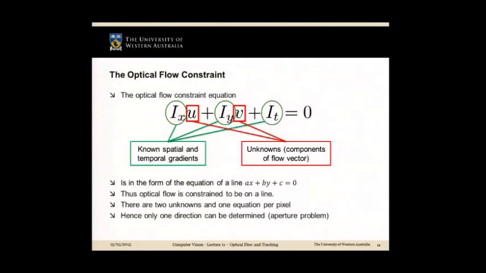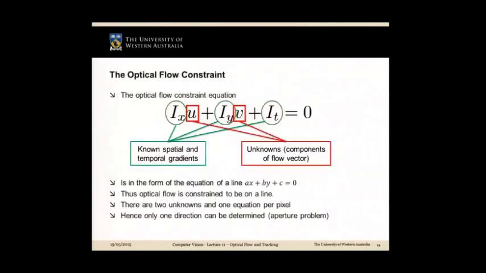So if you have two unknowns and one equation, can you solve that equation? No, you can't. The only possible solution is that you can determine only one direction. If you have two unknowns and one equation, you can only solve for one direction, and that again leads to the aperture problem. So you substitute one of the values equal to 0 and solve for the other one.